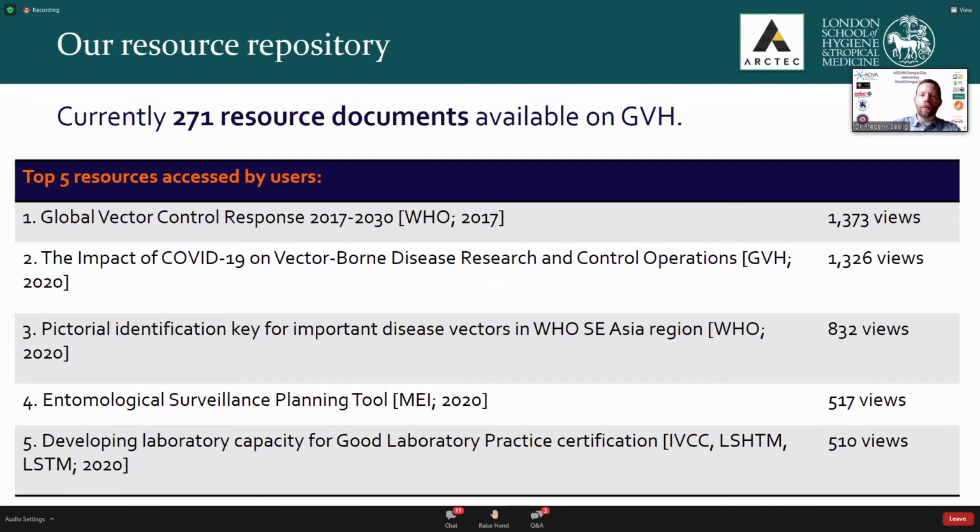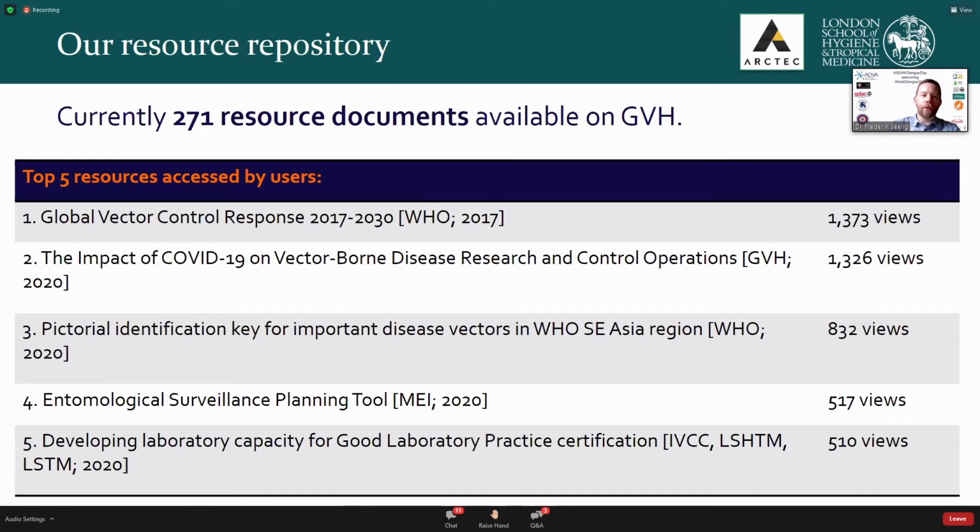This is just to give you a quick overview of the most popular documents that are currently being accessed on the Global Vector Hub. And I think you can see there's quite a wide range of different types, ranging from the WHO fundamental document, Global Vector Control Response 2017 to 2030, which underpins many of the decisions that we have been taking when designing the Global Vector Hub, because it's such a crucial document. I can only always remind everyone to revisit this document and consider the recommendations spelled out in it. It's really a great document, and it's quite important.